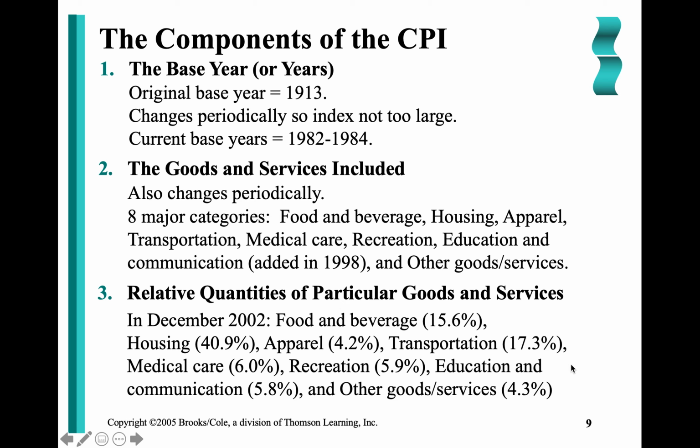Relative quantities of particular goods and services. So as of December 2002, food and beverages made up 15.6%. Housing, of course, always makes up the bulk, just under 41%. And we can see the other percentages listed.